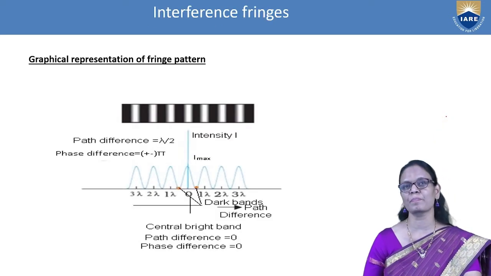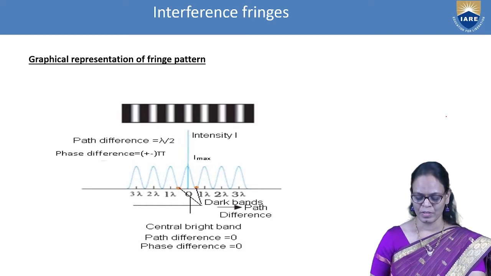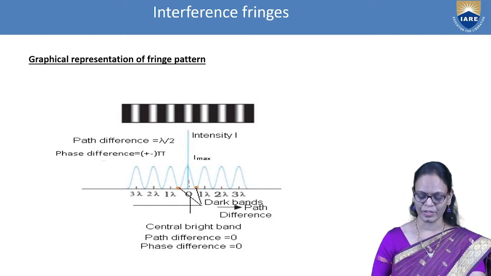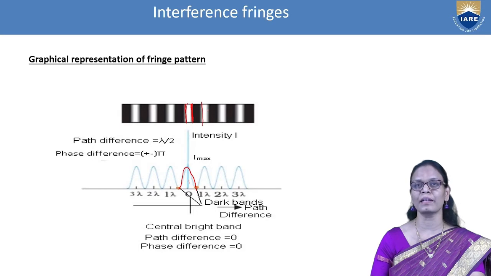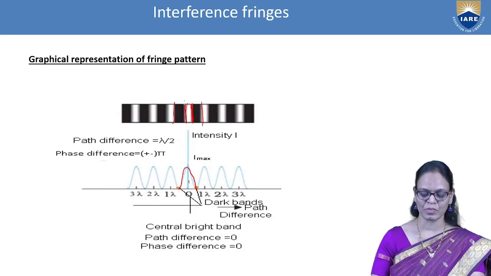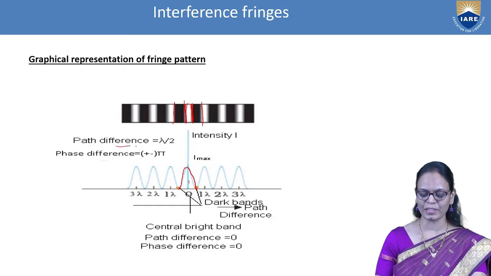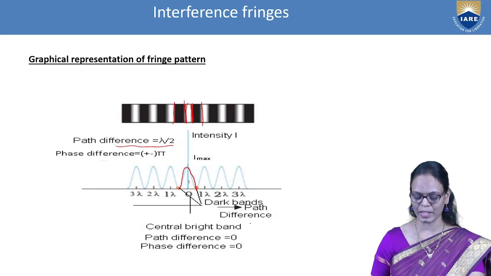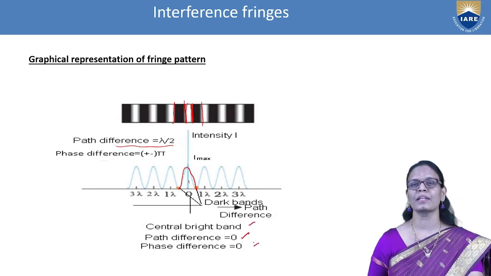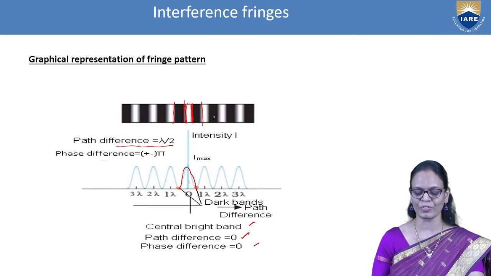Now if you see the graphical representation of the fringe pattern, this is the central bright band. After the central bright band, we have a dark band, and again here, this is also a dark band. If the path difference is lambda by 2, or a phase difference of pi, you have a dark band. For a bright band, the waves are always in phase. So for the central band, which is bright, the path difference is 0 and there is no phase difference either. So this is how you have a pattern.